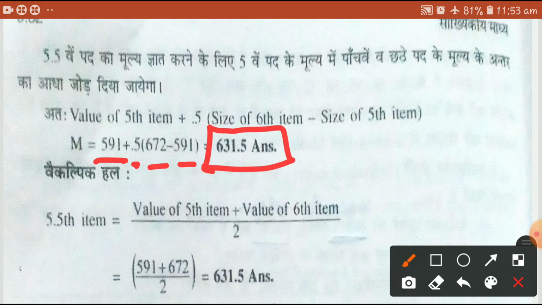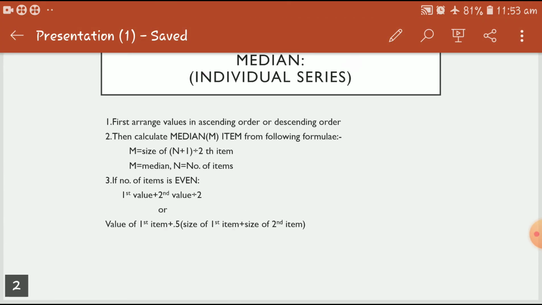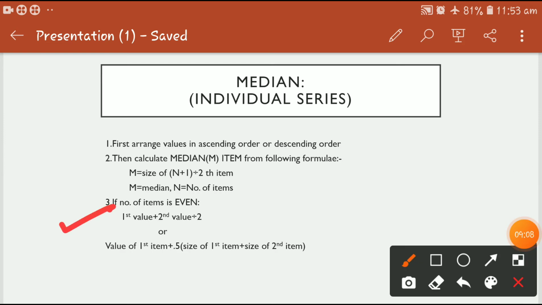So here are two methods of calculating. Let me show you once again how to calculate the median when the X series has an even number of items. See, this point I am discussing with you. First value plus second value divided by 2. This is the simple average method. Add both values and divide by 2. This is a simple method, but sometimes you will not get the correct answer by this method.